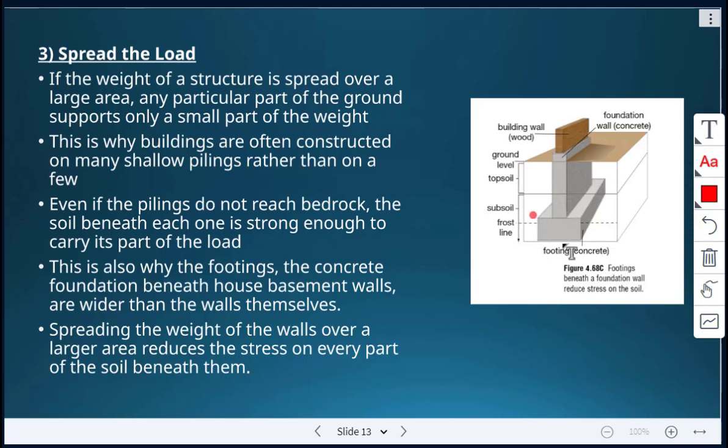All right, so here we see the footing. Here made of concrete, it's beneath the foundation wall. It will reduce the stress on the soil.